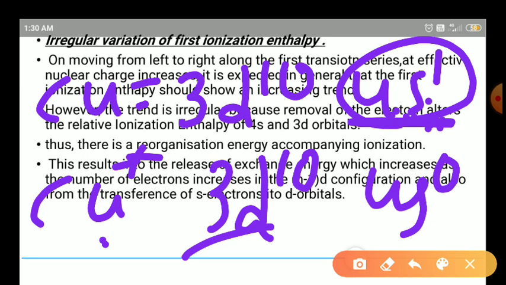How many electrons? Copper has 29. The s orbital has 1 electron: 3d10 4s1, the copper atom.